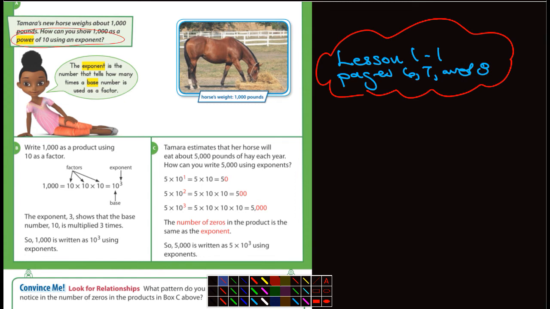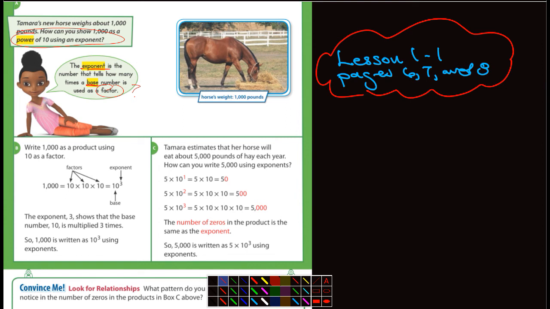Okay, so I don't know how much you guys remember from 4th grade. I don't even know if they teach you guys about exponents in 4th grade. And then it says here, the exponent is the number that tells you how many times a base number is used as a factor. Well, okay, first off, what's a factor? A factor would be a number that you would multiply something by. That would be a factor.